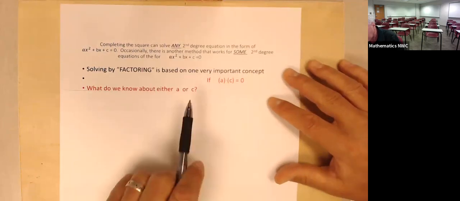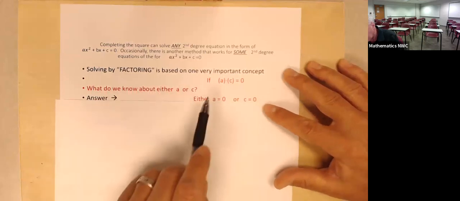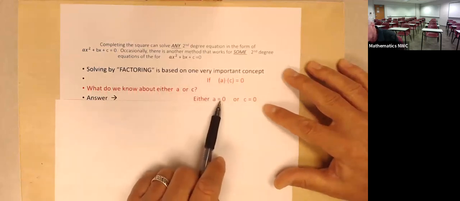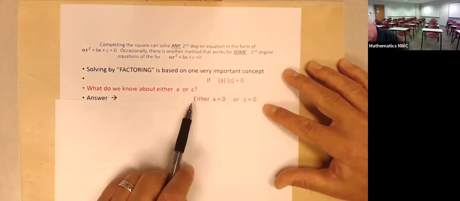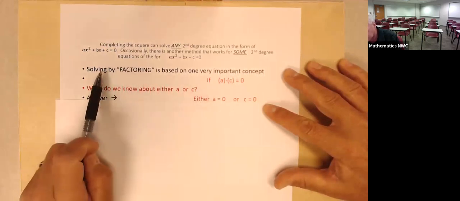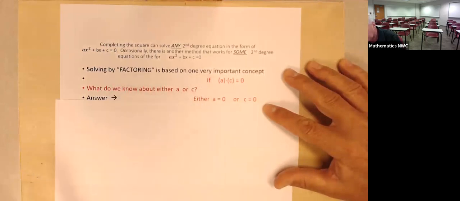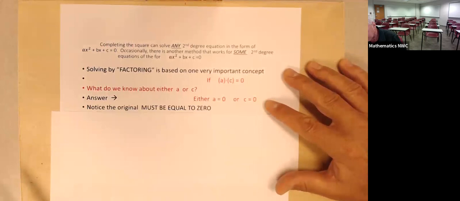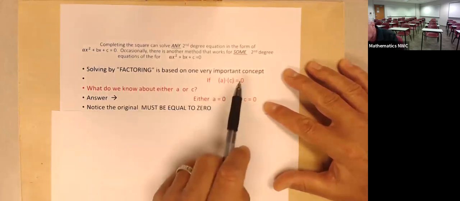In other words, what do I know about this A or this C? Here's what I know. Either that A has to be 0 or that C has to be 0. What you see in red here is a basic fundamental building block of solving by factoring. We must understand that. Now, one other thing, a detail, notice the original, it's up here, must be equal to 0.